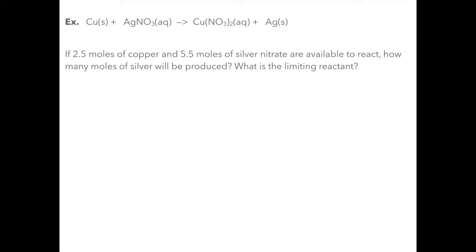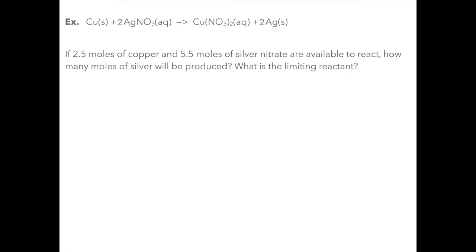So if we look at this problem, I tell you you have 2.5 moles of copper and 5.5 moles of silver nitrate. Those are your 2 reactants. How many moles of silver can be produced? Well, just like with this s'more example where I had you determine how many s'mores each of the reactants would make, we've got to figure out how many moles of silver each of those reactants will produce. And so I'm going to take my givens and I'm going to convert. But the first thing I've got to do is balance. So I'm going to put a 2 in front of AgNO3 and a 2 in front of Ag.